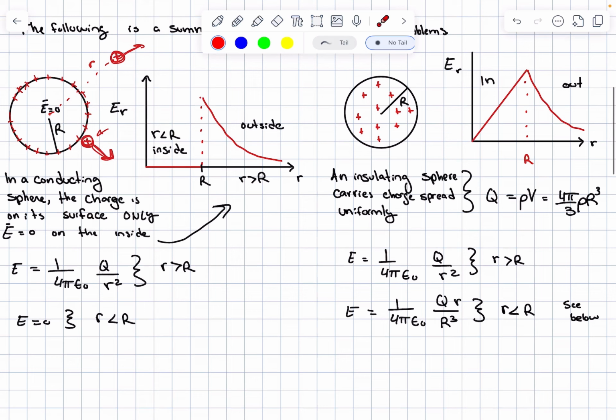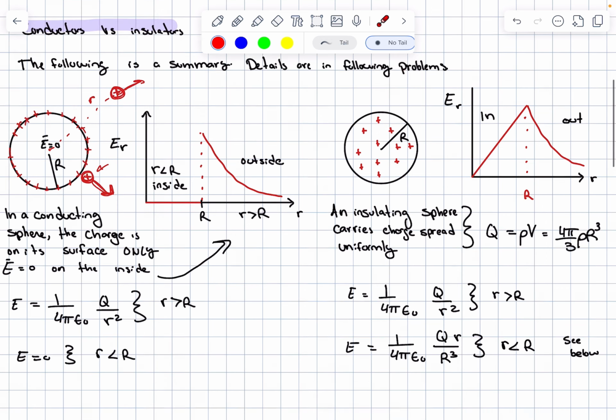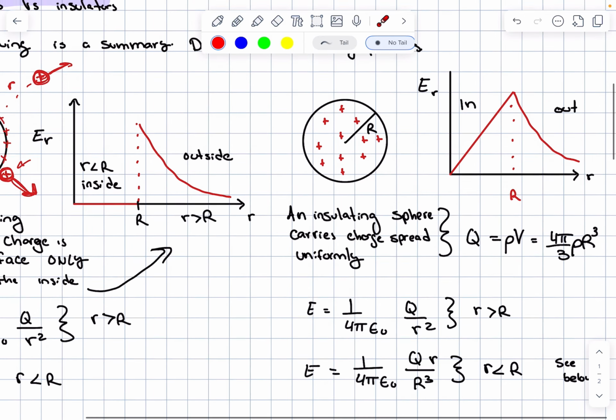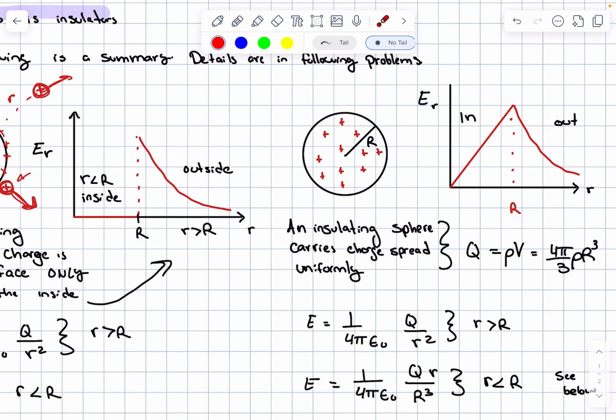I can also write this out mathematically. So I'm saying in the inside of my conductor, there is no electric field. When I'm outside my conductor, this is my electric field, and we've seen this equation before: Q over 4 pi epsilon naught r squared. This is very different, however, compared to an insulator. In an insulator, there is charge inside, and the charge is spread out uniformly.